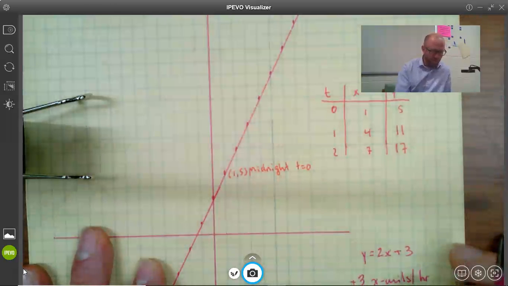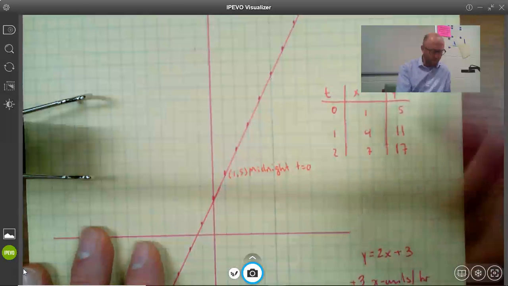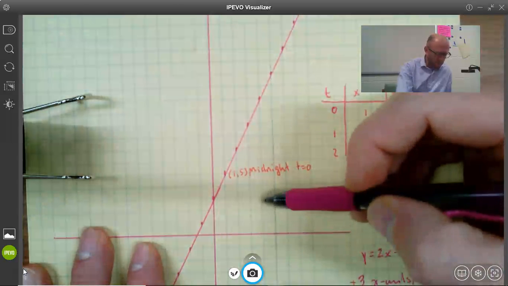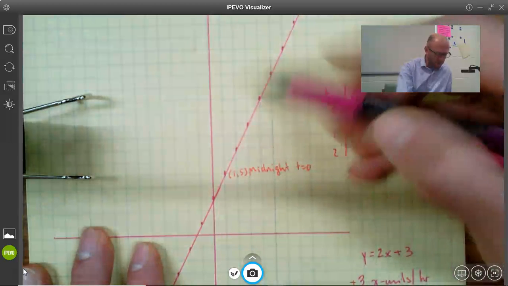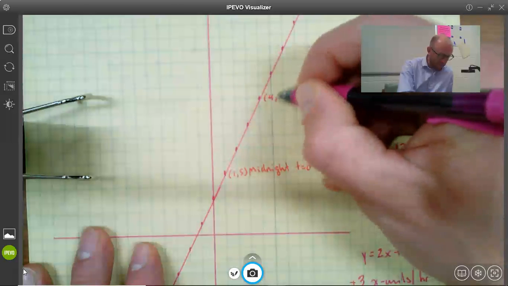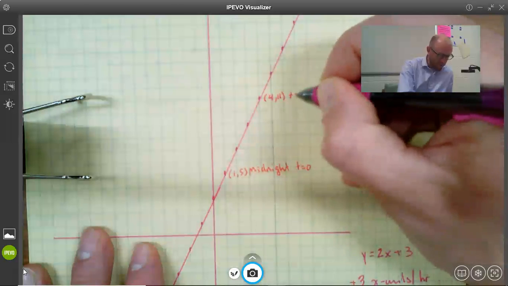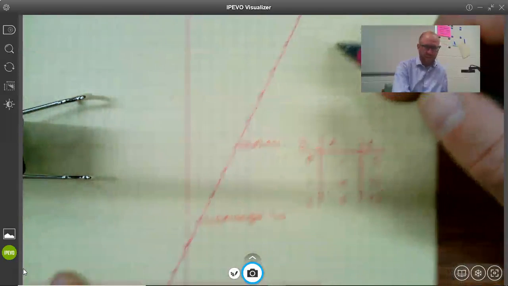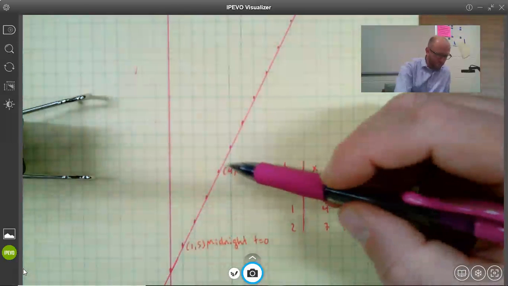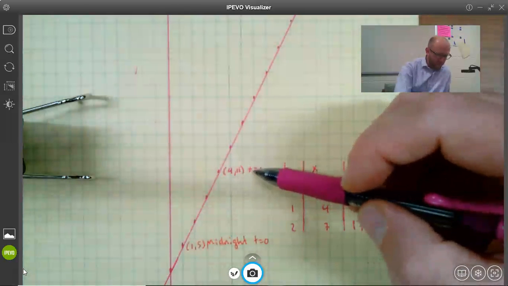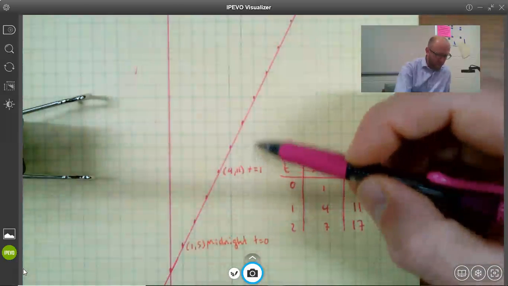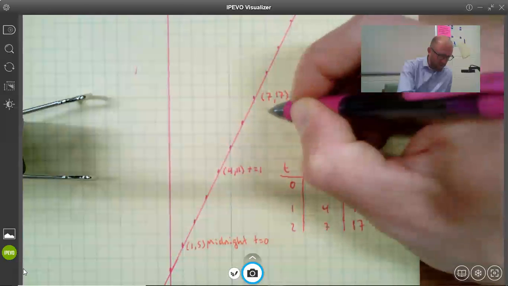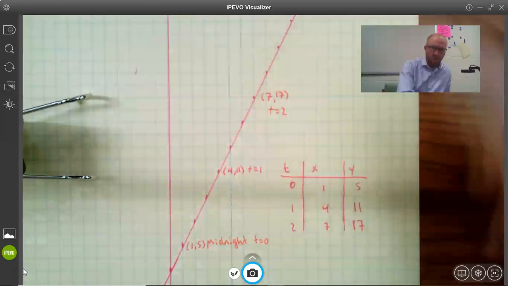All right, let's check out those points. Here is (4, 11), and that's t equals 1. And then (7, 17), and this is t equals 2.